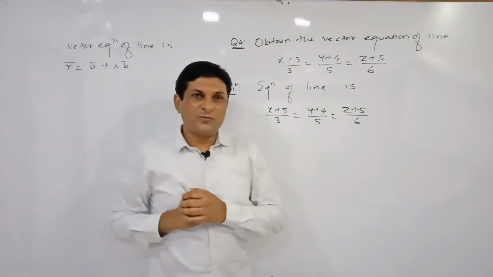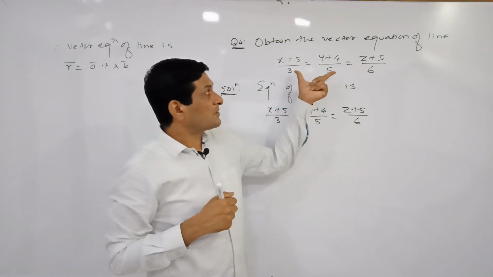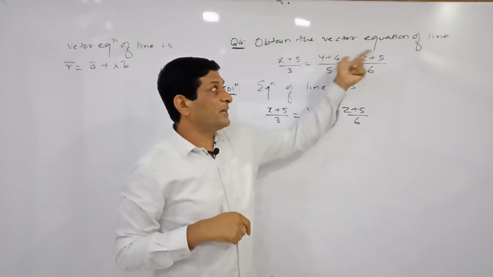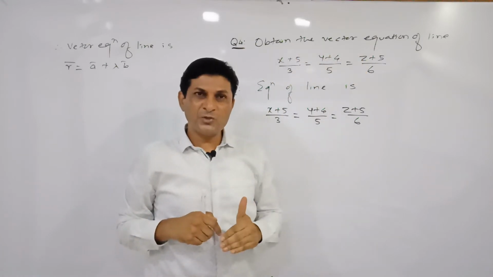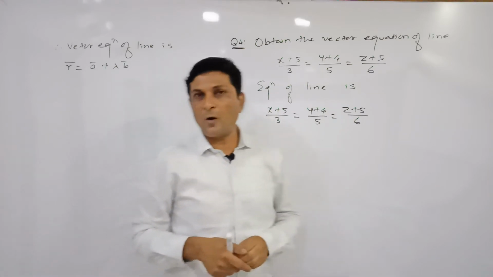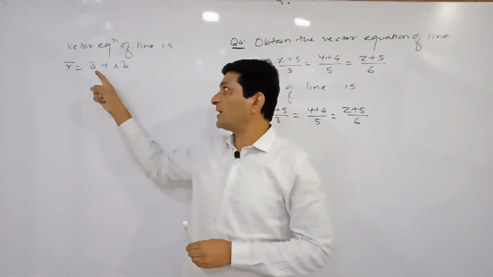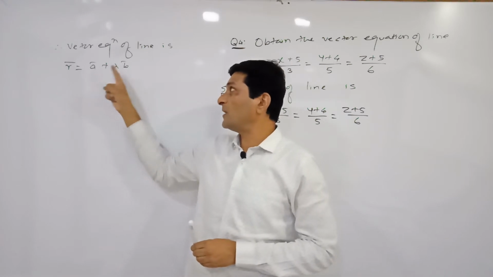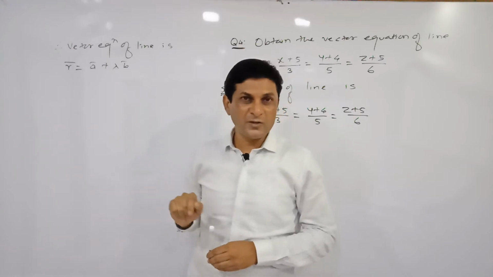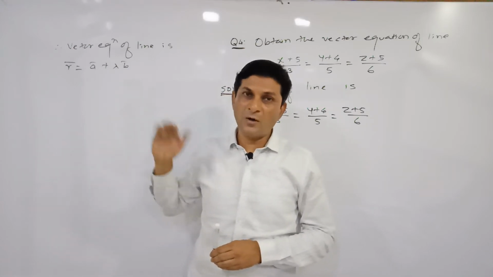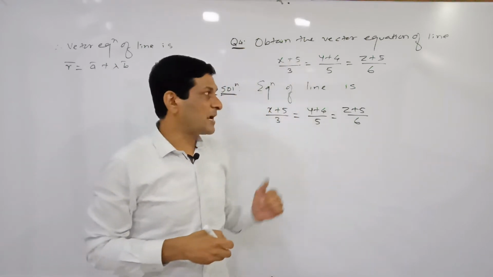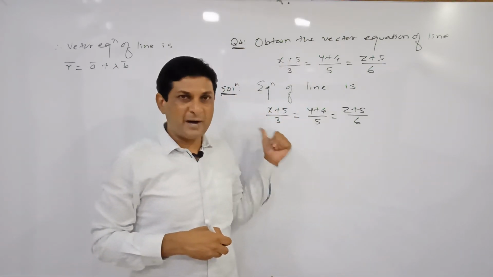Observe question number 4. In this question, a Cartesian equation of a line is given to us, and the question is to obtain the vector equation of the line. Means in short, we have to convert the Cartesian equation into the vector equation. We already know one formula for the vector equation of a line, that is r bar is equal to a bar plus lambda b bar, where a bar is the position vector of a point on the line and b bar is a vector along the line, or parallel to the line.